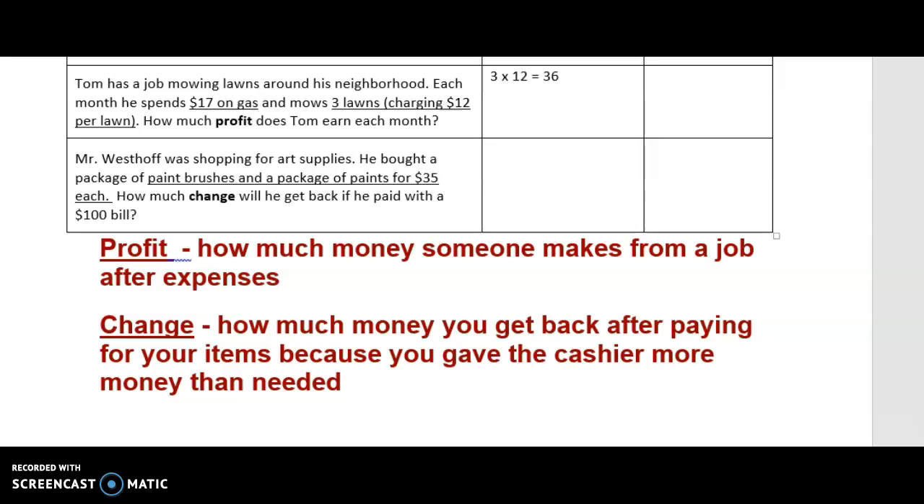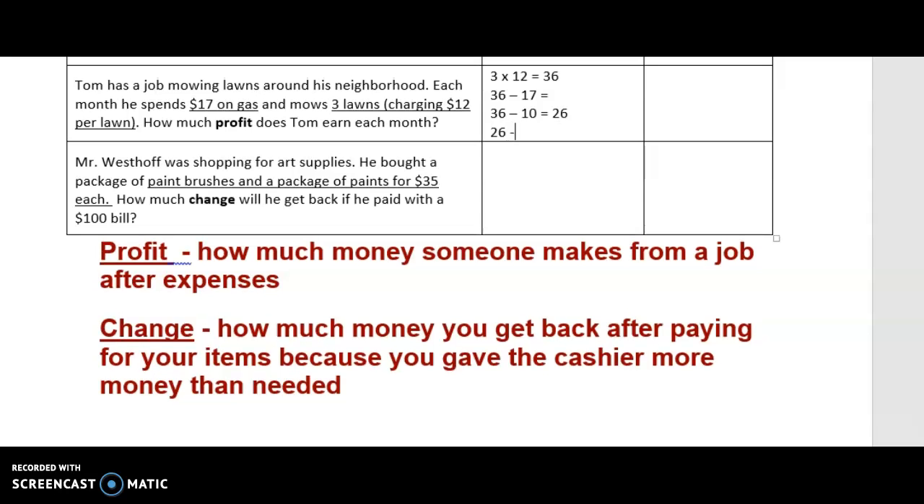But that $36, he's got to take away 17 because he has to buy gas. I'm going to keep the number whole. 36 minus 10 equals 26. 26 minus 7 will get me down to 19. So each month he earns an extra $19 to spend.